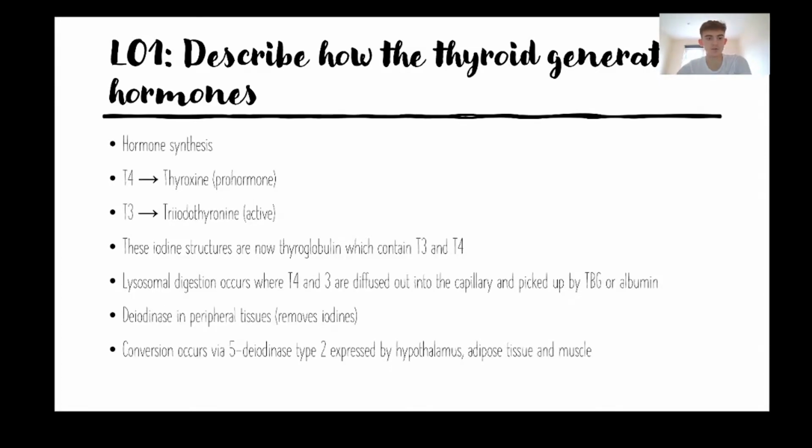Okay, so we've got these hormones. We've got T4, which is thyroxine, the prohormone, or we can have T3, which is triiodothyronine. T4 can be converted into T3 by deiodinase in peripheral tissues, done by the enzyme 5-deiodinase type 2, which is expressed in the hypothalamus, adipose tissue, and skeletal muscle. Therefore we find a much greater concentration of T4 than T3.